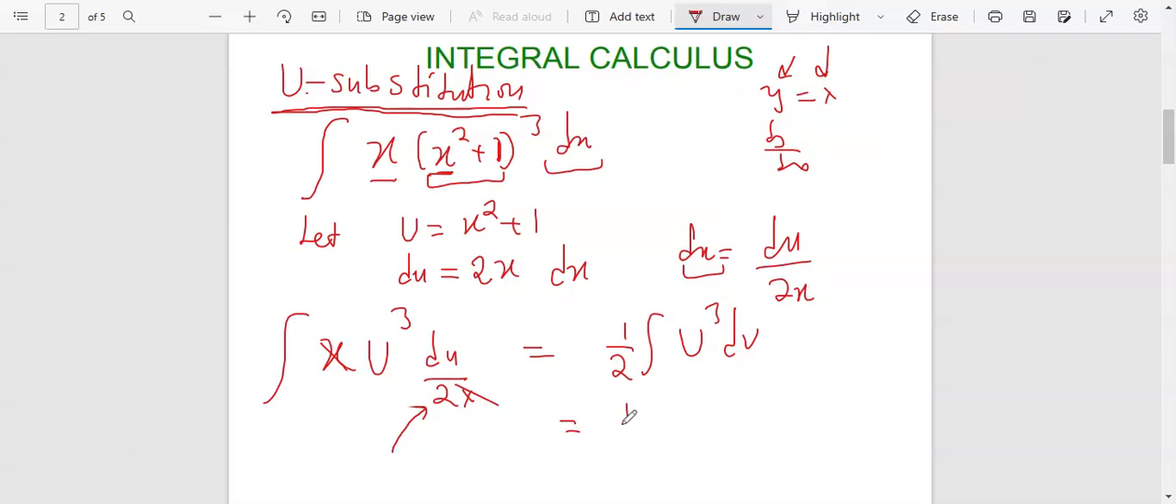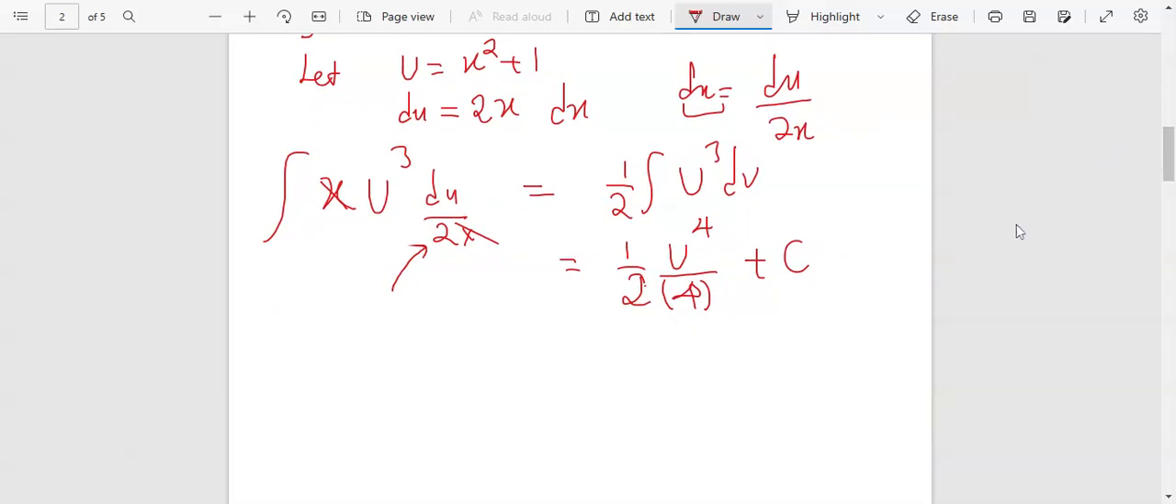And this is going to give us 1 over 2. Now integrate just from what you know. You have got u to the power 3 du, so integrating u with respect to u, add 1 to the power 3, that becomes 4, and then divide by the same 4. And then simply add a constant c because this is an indefinite integral. So this will simplify to 1 over 8 u to the power 4 plus c.